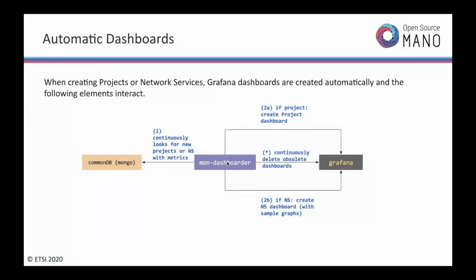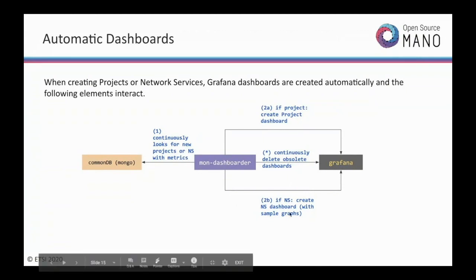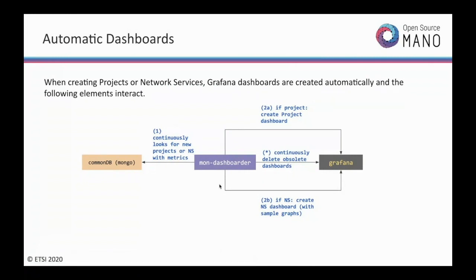So it continuously deletes obsolete dashboards in case a VNF is deleted. And it also creates a default network service dashboard with sample graphs whenever a network service is created. So this was added to enhance usability of metrics in OSM, so that you don't have to go manually look for them at MON or at Exporter or at Prometheus API. You can just visit Grafana. You don't even have to create your own dashboards. It will be automatically created.